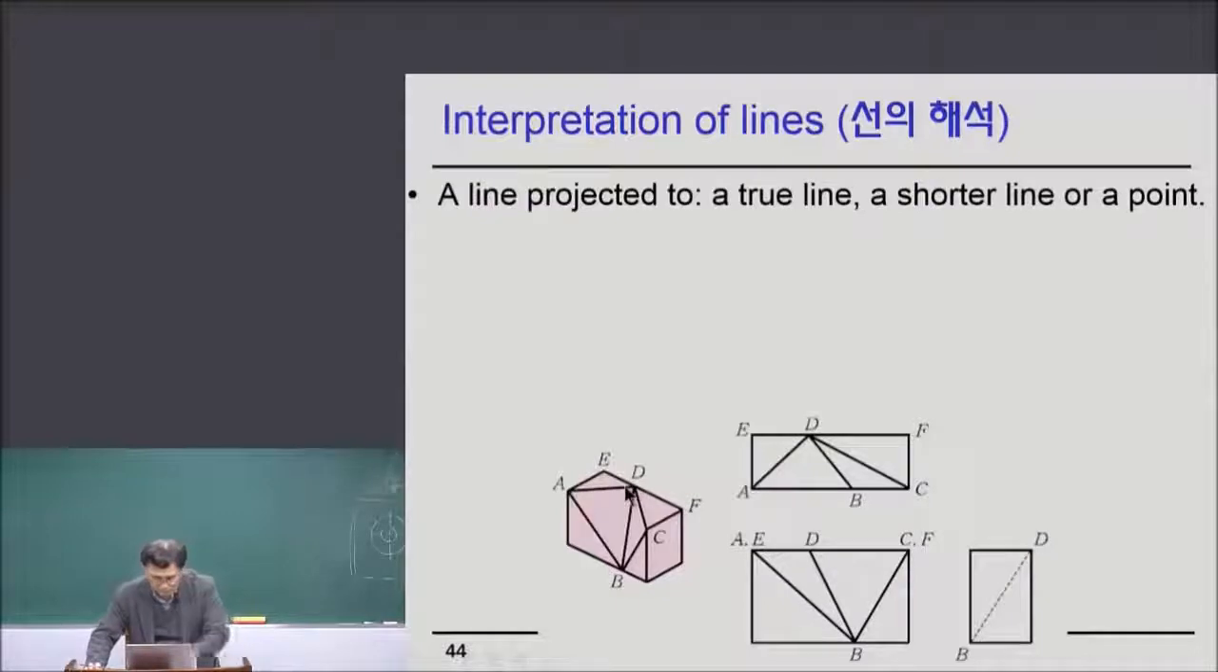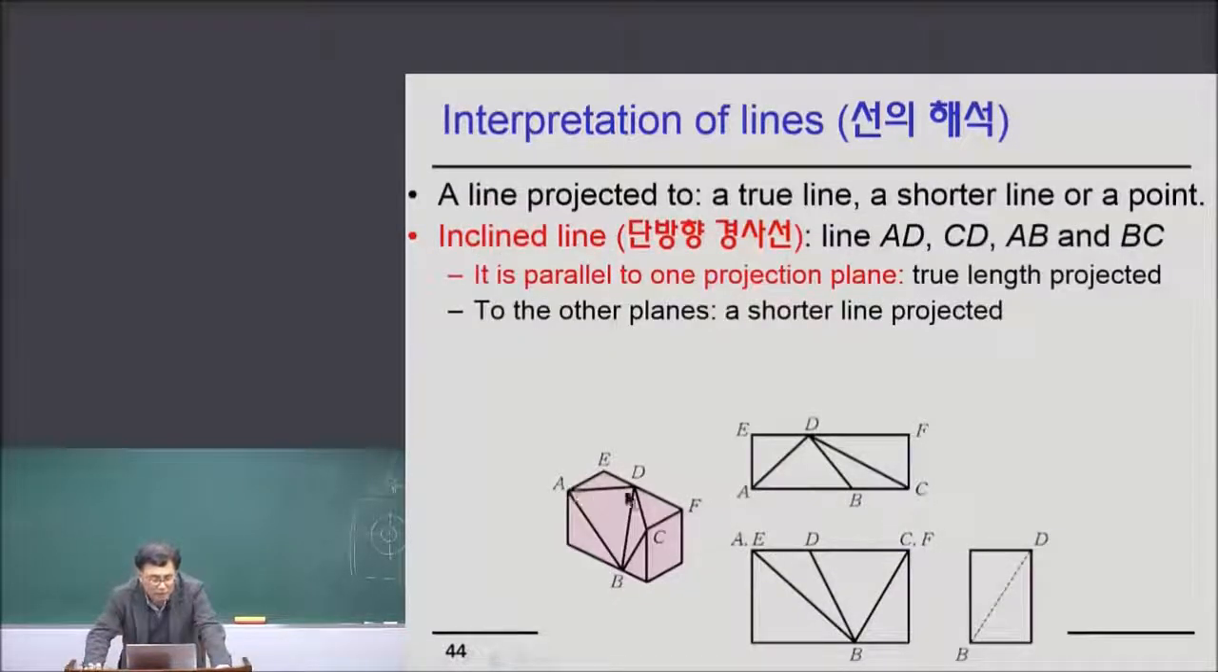And also there is an inclined line like AD. Line AD is parallel to the top view plane, but it is not parallel to the front view or side view. So it is parallel to only one projection plane, and we call it an inclined line. AD is projected as a true line to the top view plane, since the top view plane is parallel to line AD, but in the front view and side view AD is smaller. A shorter line is projected. We call it an inclined line.